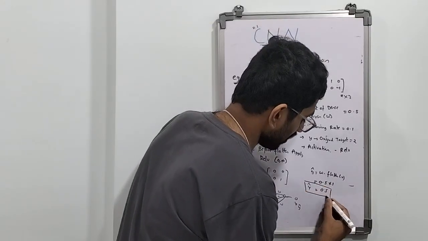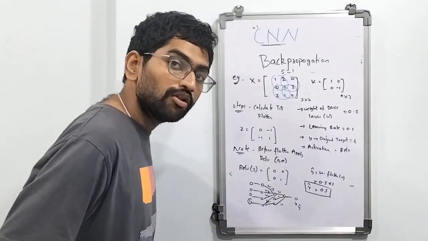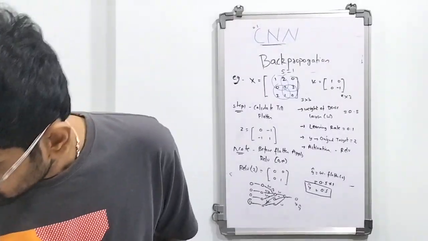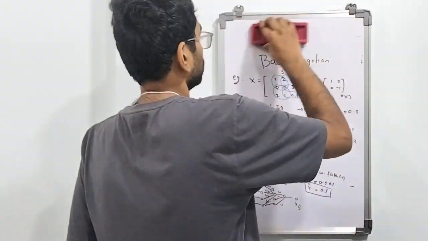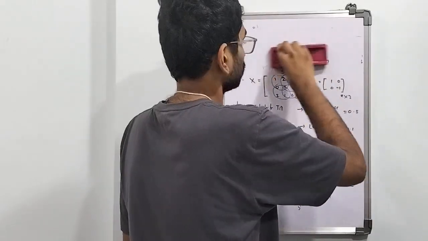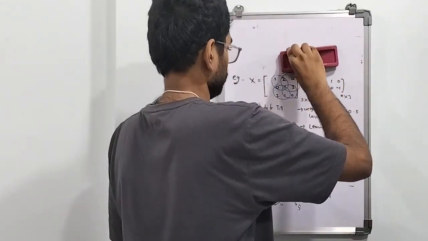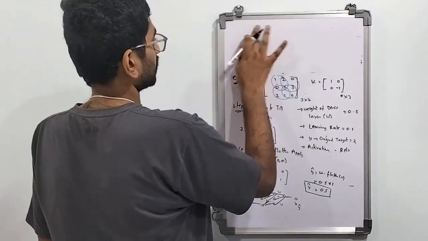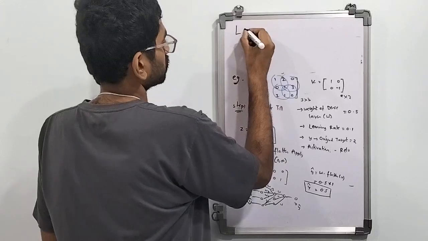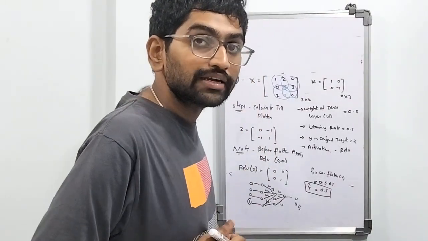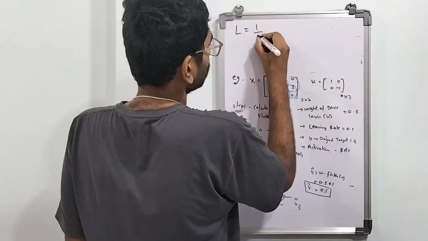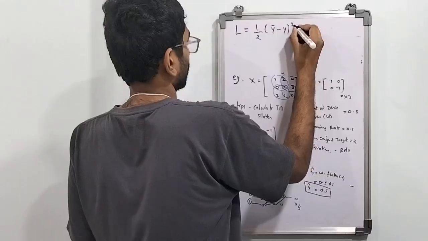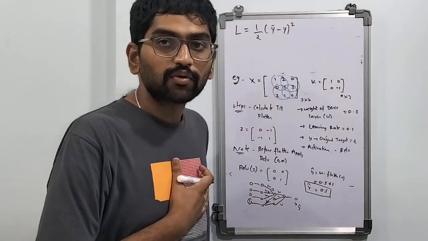Okay. Now you have to calculate the value of loss. Here I will rub the above part, as now we will fully do the calculation part. So what is the formula to calculate the loss? 1/2 into (y hat minus y) the whole square. This is the formula to calculate the loss.